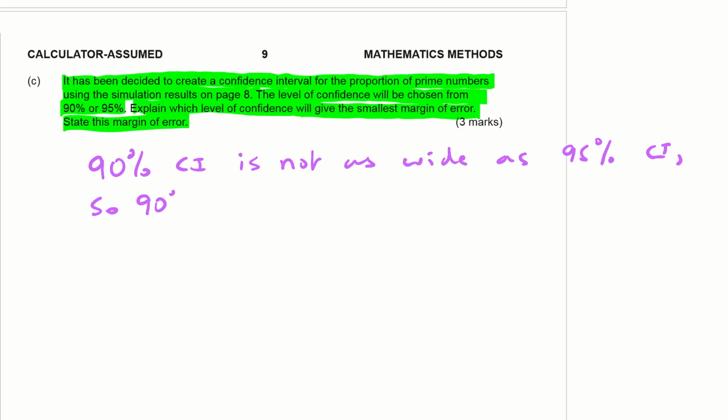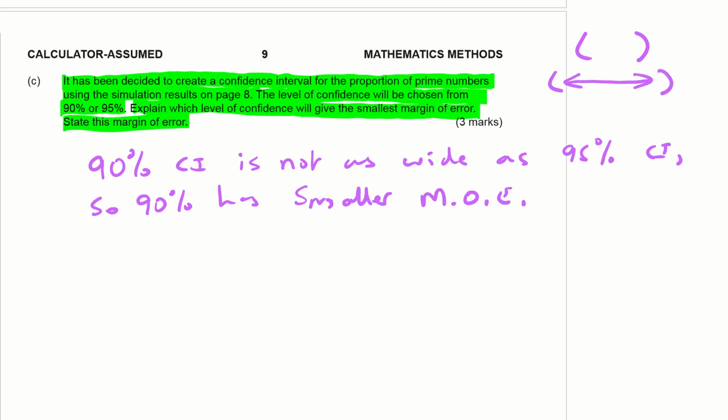So, the 90% confidence interval is not as wide as the 95% CI. So 90% has a smaller margin of error. If you're 90% confident of being between there and there, to be 95% confident you have to go wider. The margin of error is half the width of the interval.